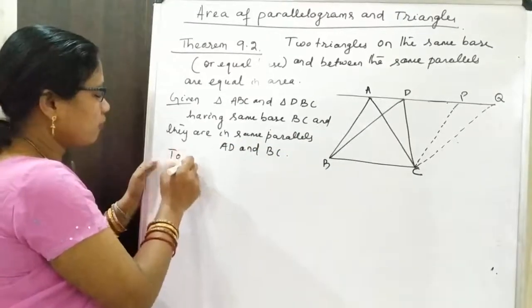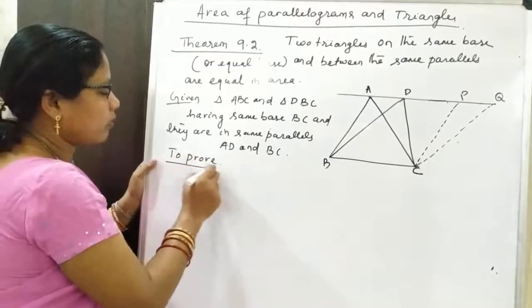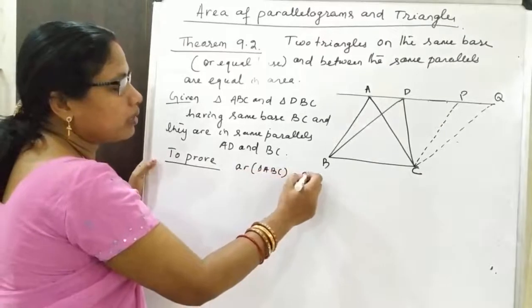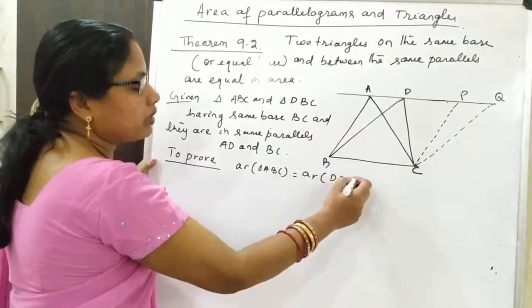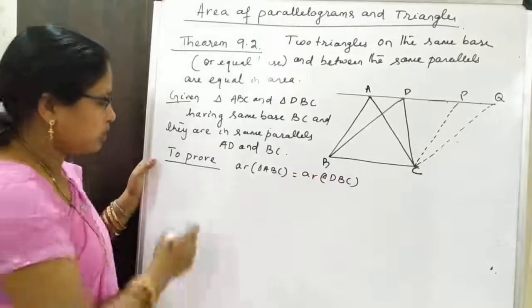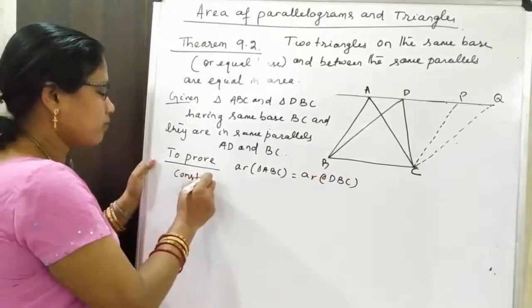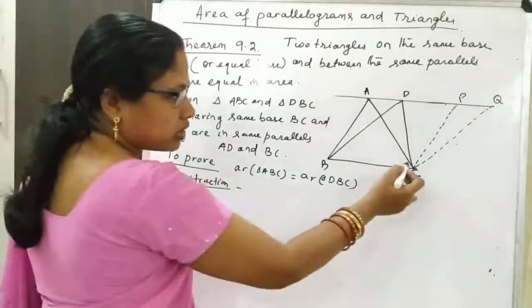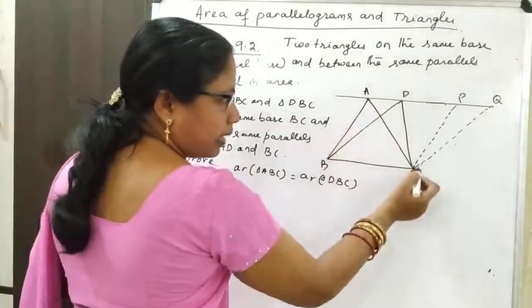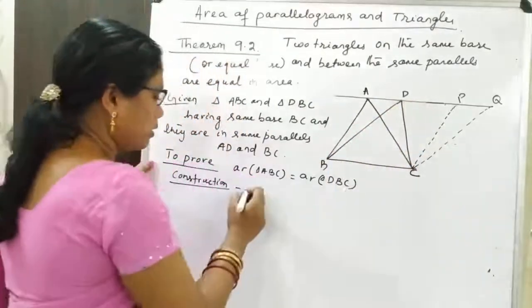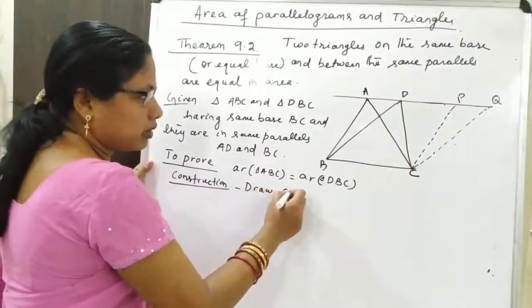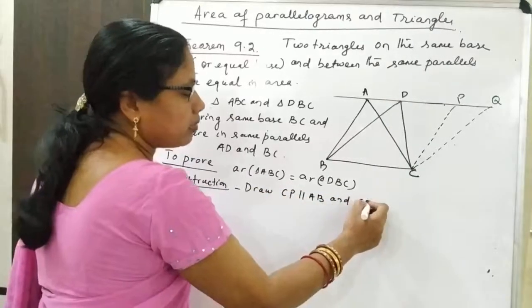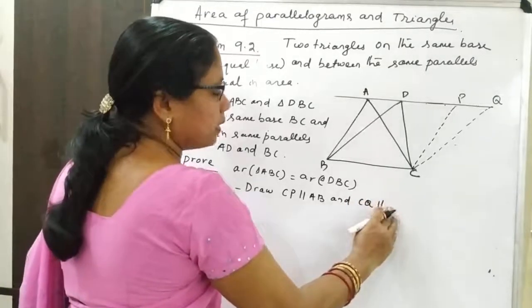Then to prove, area of triangle ABC is equal to area of triangle DBC. We have to prove this. Then construction is required. So draw CP parallel to AB and CQ parallel to BD.